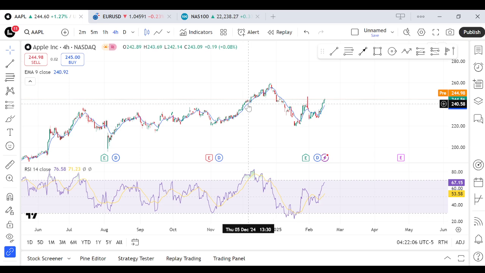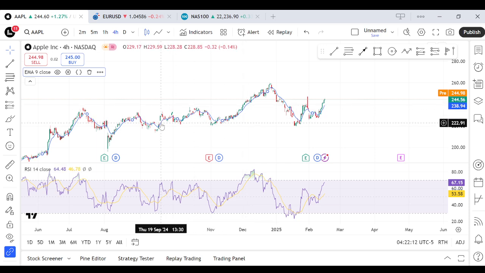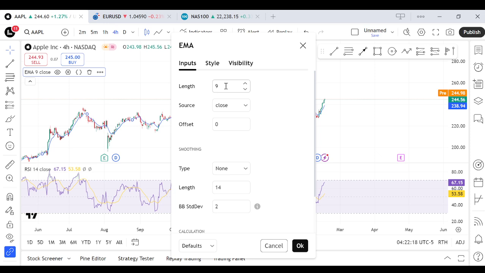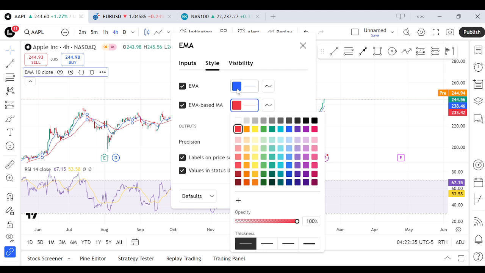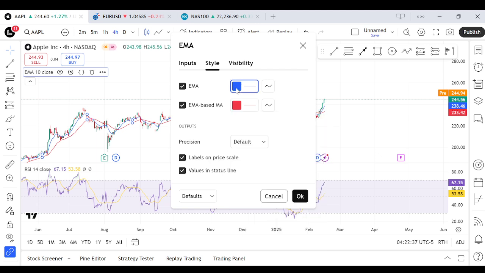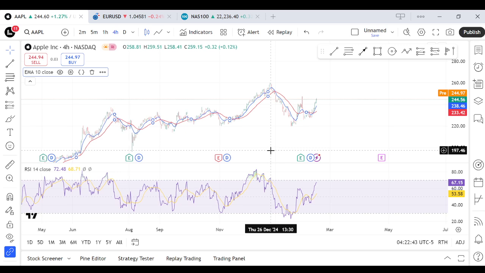Okay, we have the exponential moving average on the chart right now, and remember the settings we talked about is the 10 period and 20 period moving averages. So I'm going to quickly make this the 10 period, and also add one more EMA, and the length is the 20 period EMA, and their colors are just going to be blue and red. For the 20 period moving average, the color is going to be red, and for the 10 period moving average, it's going to be blue. And there we have it. So we have the moving average on the charts, and we also have the RSI on the charts.